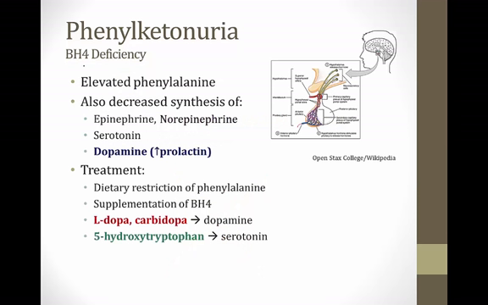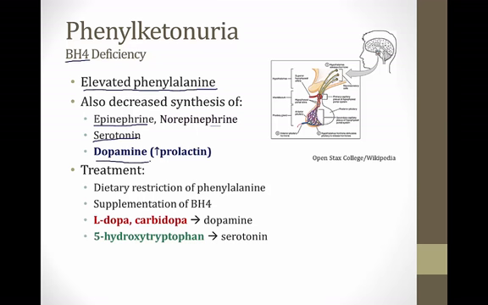The findings in this variant of phenylketonuria are similar to classic PKU in that you have elevated phenylalanine and all the things that go along with that. But in addition, BH4 is an important cofactor for the synthesis of several neurotransmitters, which we'll talk about later in this module. These include epinephrine and norepinephrine, also serotonin, and finally dopamine.